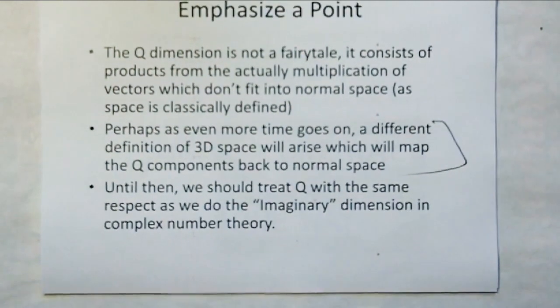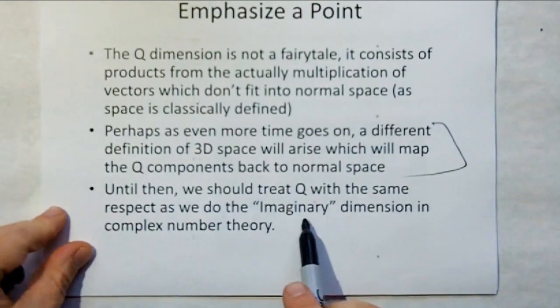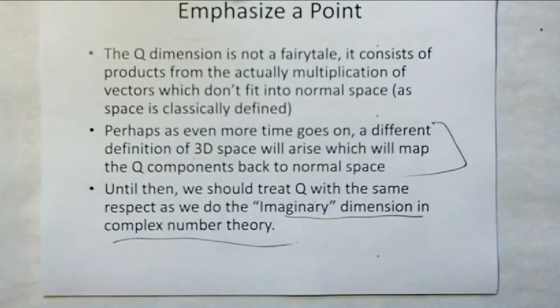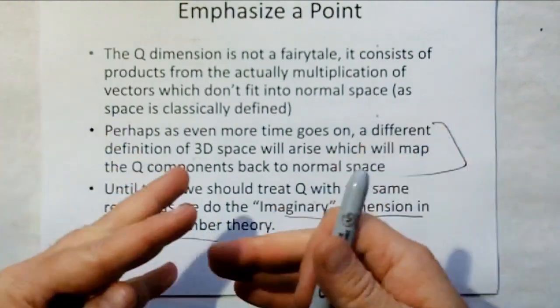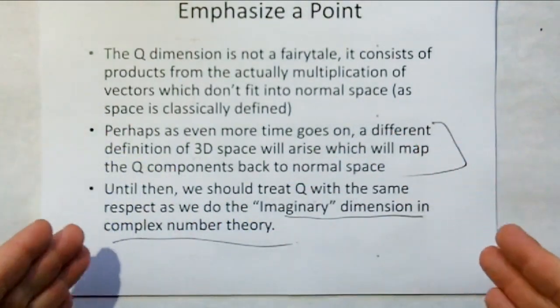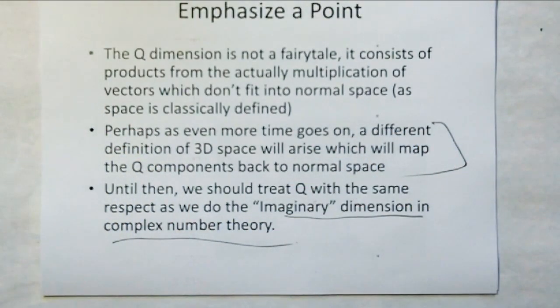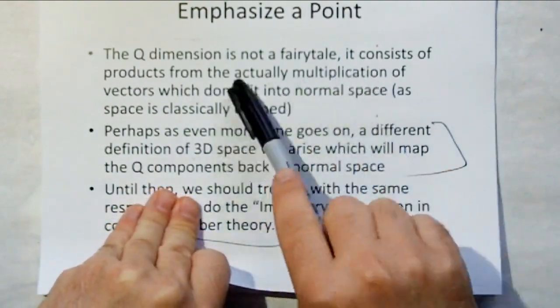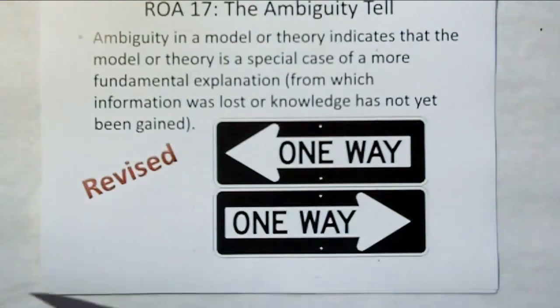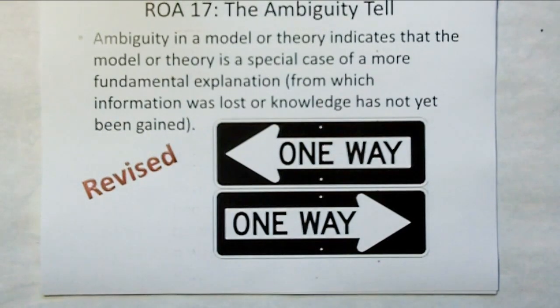Until then we should treat Q with the same respect as we do imaginary dimensions in the complex number theory. Well, that's just it. What has happened with Vortrix Algebra was it actually defined the imaginary dimension, and all this comes together. Vortrix Algebra actually makes the imaginary number system obsolete. But anyway, going back to this ambiguous Q continuum, that's what the 17th rule of acquisition has been annoying me about for the longest time.